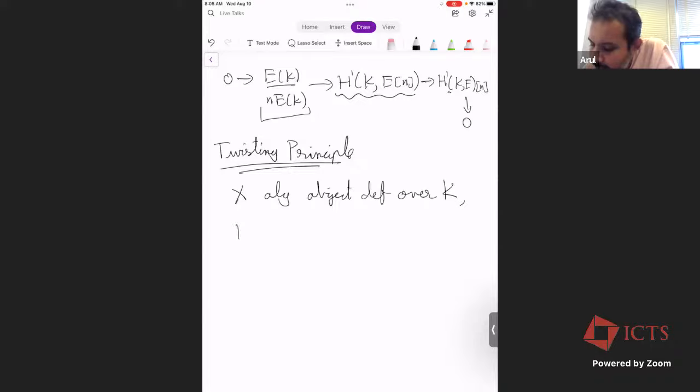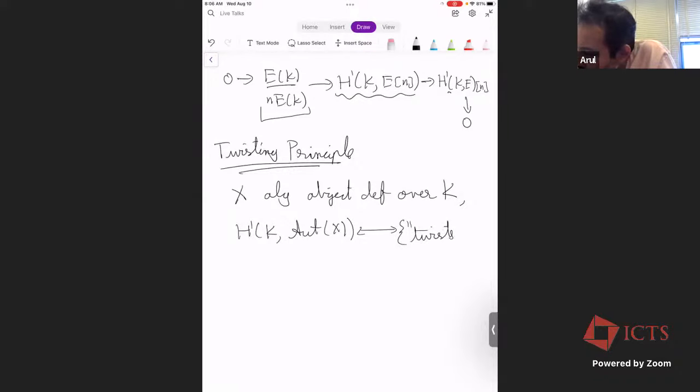Then H^1 of K with coefficients in the automorphism group of X should essentially be, I mean, it's going to inject into twists of X. There's a map from twists of X into H^1, but in all the cases, there's going to be a bijection between this H^1 group and what are called twists of X.